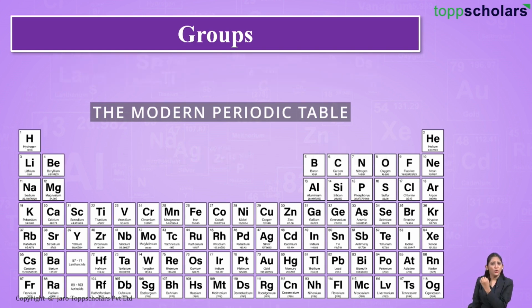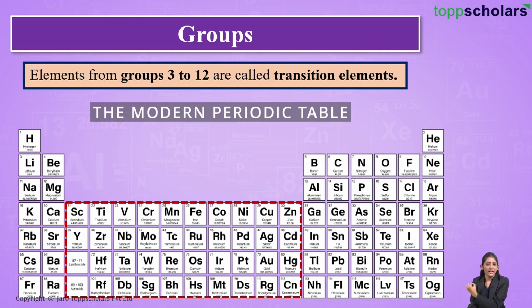Now friends, group 3 to 12. The elements which belong to group 3 to 12 are called transition elements because they act as a bridge between the metals and the non-metals. That is, they act as a transition between the metals and the non-metals in the periodic table. And so the elements from group 3 to 12 are called the transition elements.